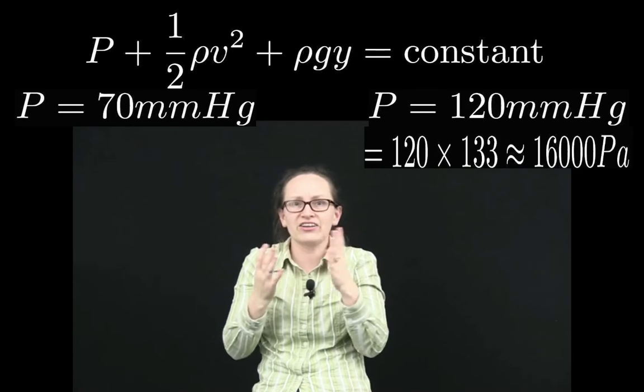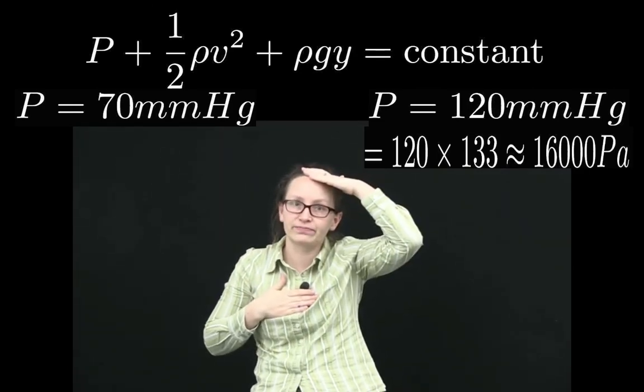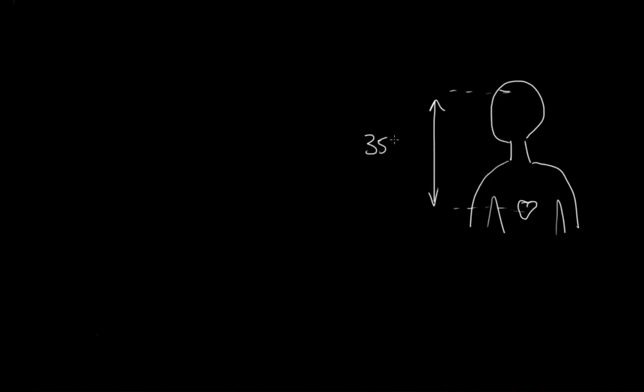So let's now calculate the pressure difference between my heart and my head. So to do this calculation, we'll assume that my head is 35 centimeters above my heart. We're going to need to make use of the density of blood. So the density of blood can vary a bit, but we'll take it as equal to 1,050 kilograms per meter cubed. We're going to make one other assumption. We're going to assume that the diameter of the blood vessels doesn't change between the heart and the head.